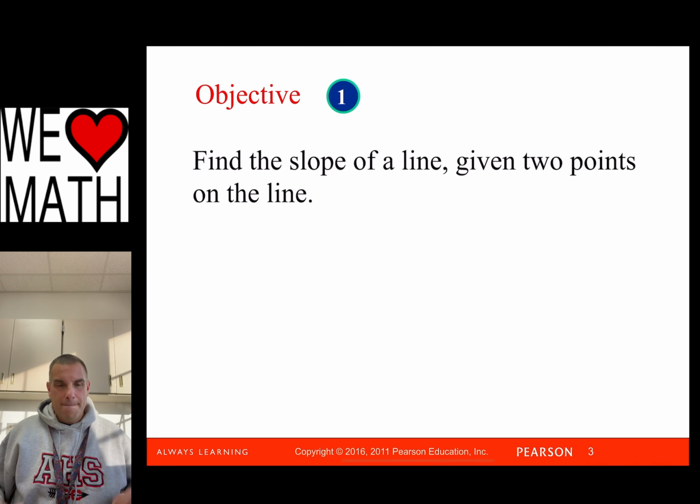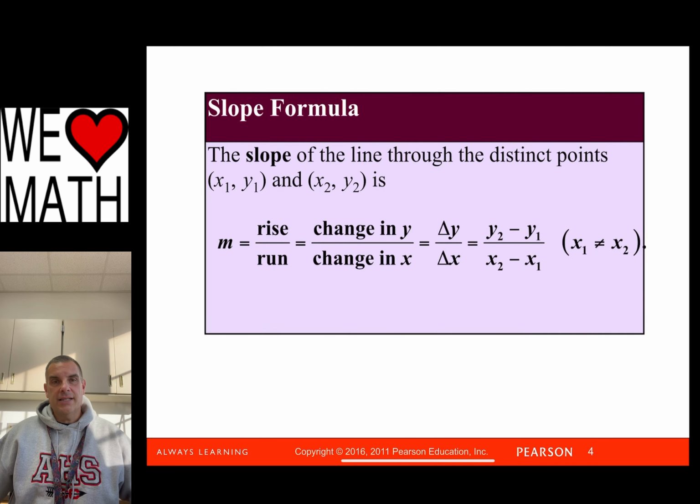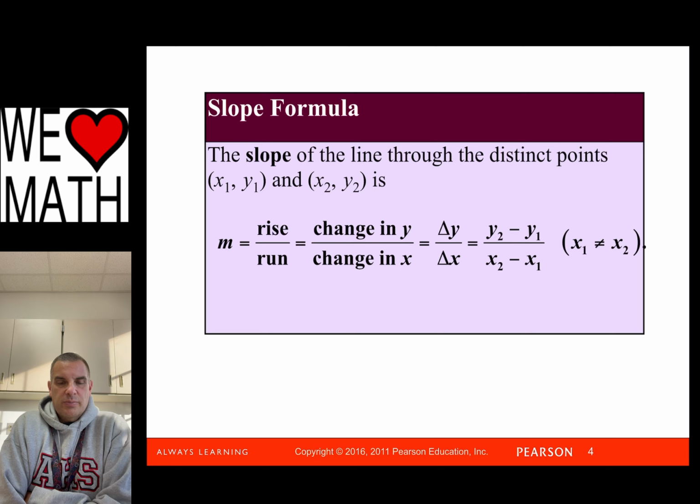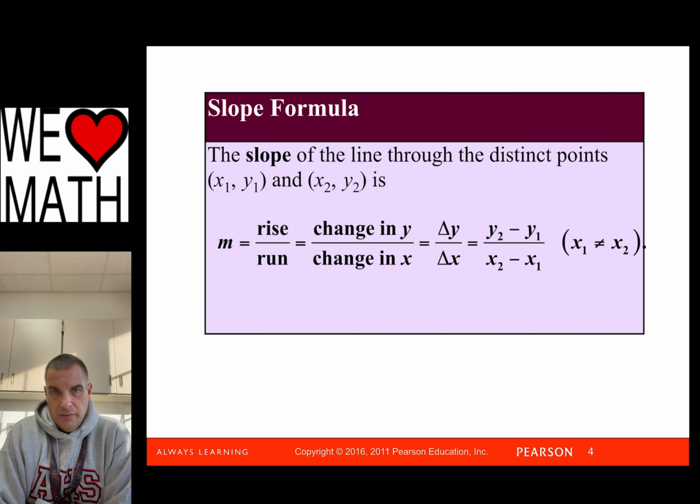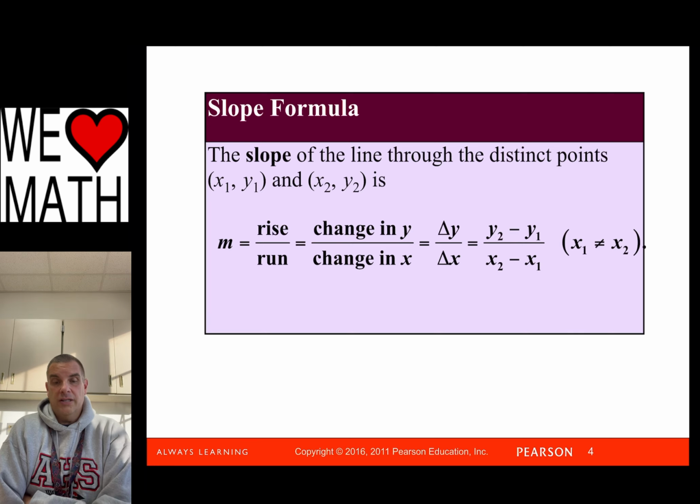So let's go on. Let's find the slope of 2 lines, a given point. Finding the slope. Slope of a line, 2 distinct points, rise over run. You've heard slope before, it's rise over run. It's your change in y over your change in x. Delta y over delta x.